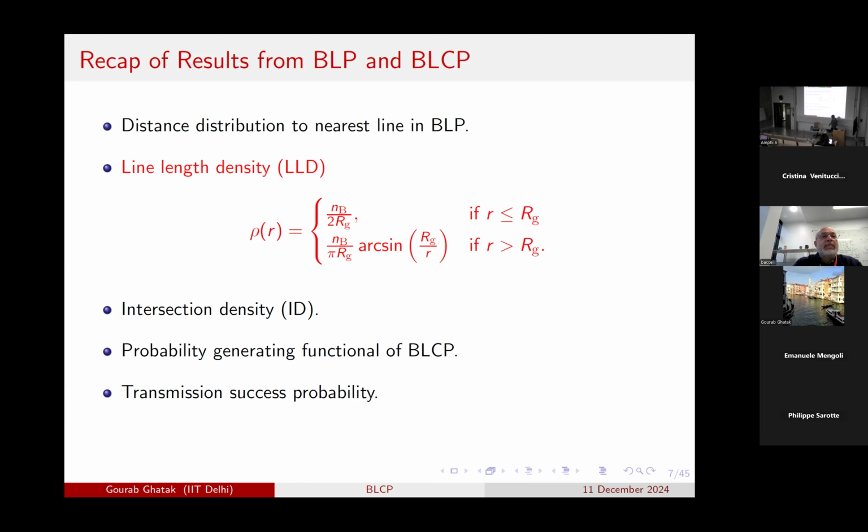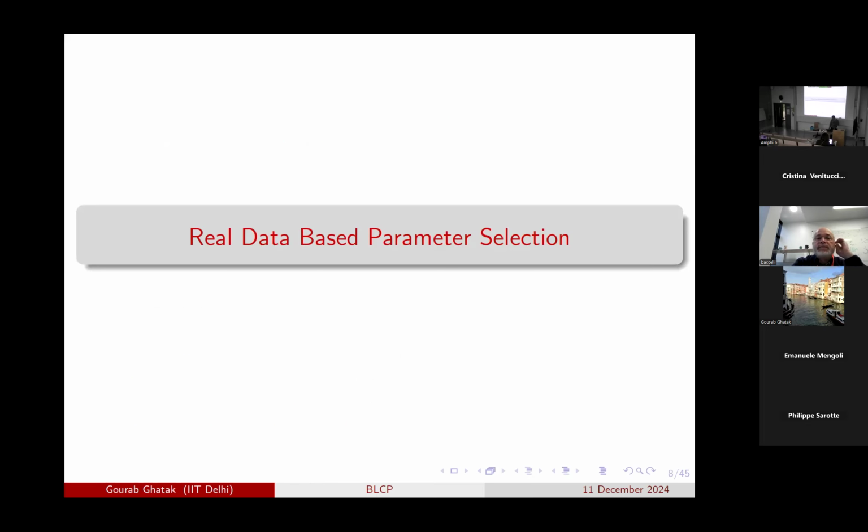And then we characterize the probability generating functional, transmission success probability, so on and so forth. Okay, and also we did the meta distribution analysis, which was presented last time. Now, once we have this model, we would want to see how good or bad it actually answers our question, which is to better emulate the streets of a city, right?